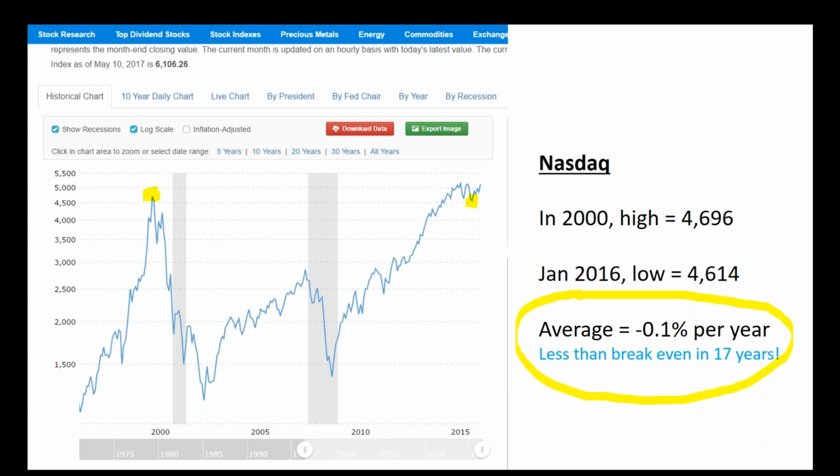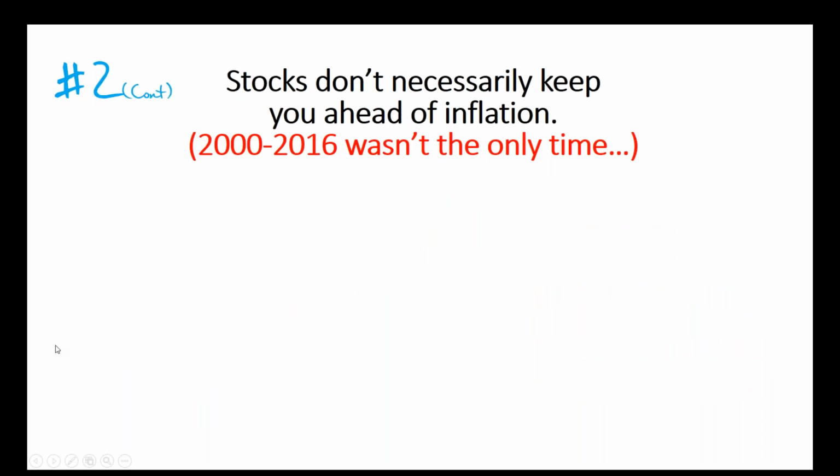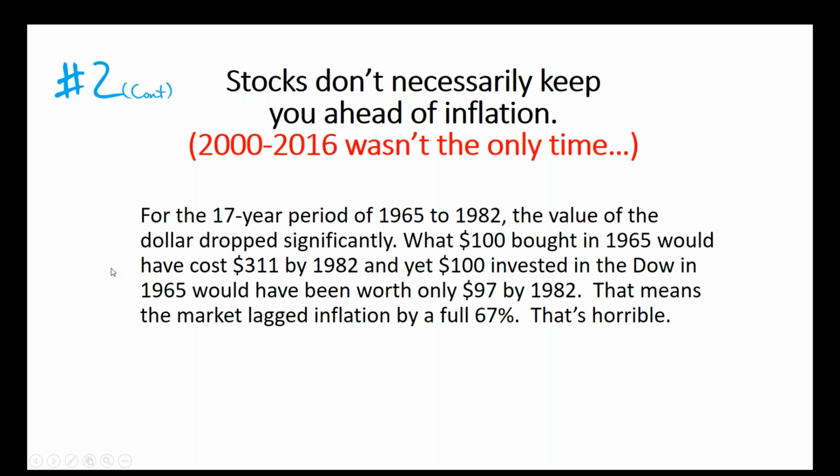Okay, so for 16 years, ahead or behind inflation? Stocks don't necessarily keep you ahead of inflation from 2000 to 2016. That wasn't the only time. For the 17-year period, 1965 to 1982, the value of the dollar dropped significantly. What $100 bought in 1965 would have cost $311 by 1982. And yet $100 invested in the Dow in 1965 would have been worth only $97 by 1982.